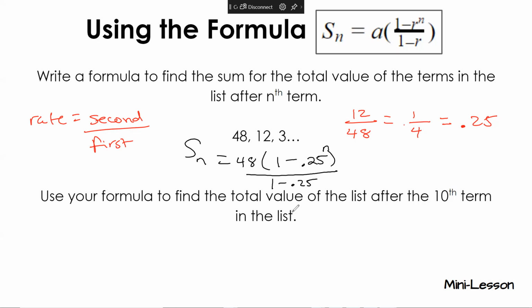Now we're going to use our formula to find the total value of the list after the 10th term. So we're going to plug in 10 into our equation. S sub 10 is equal to 48 times 1 minus 0.25 raised to the 10th, divided by 1 minus 0.25.